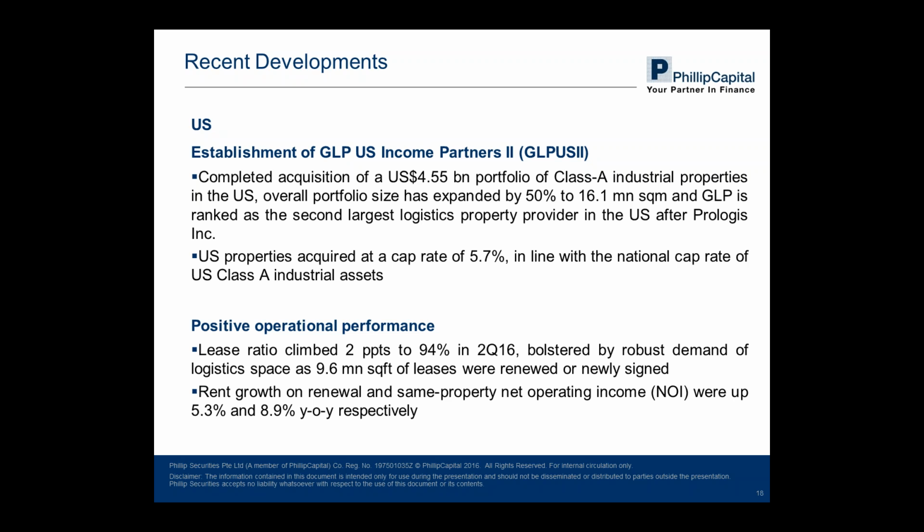And just last Friday, Prologis just announced their quarterly results. The US portfolio for them came in at a cap rate of around 5.1, 5.2%. And with that, we should expect some form of cap rate compression in the near future for GLP. Now, in terms of operational, lease ratio climbed 2 percentage points to 94% just in the second quarter. And this was backed by strong demand for space on the ground, as 9.6 million square feet of leases were renewed or newly signed. So on the part of rent growth and same property net property income, they were up 5.3% and 8.9% year on year.